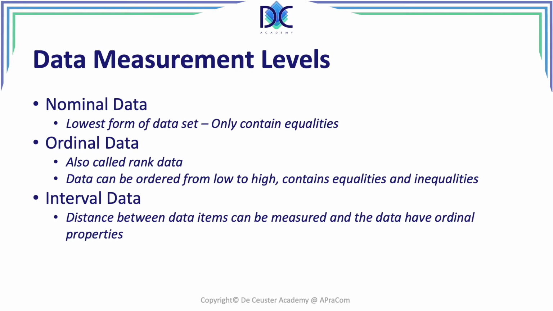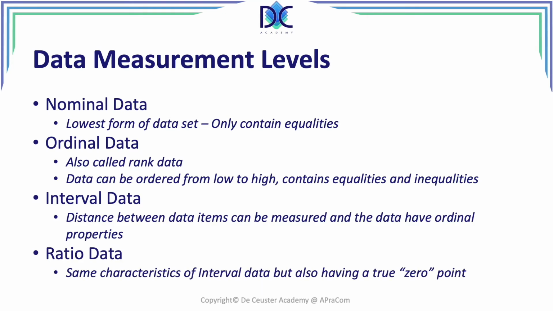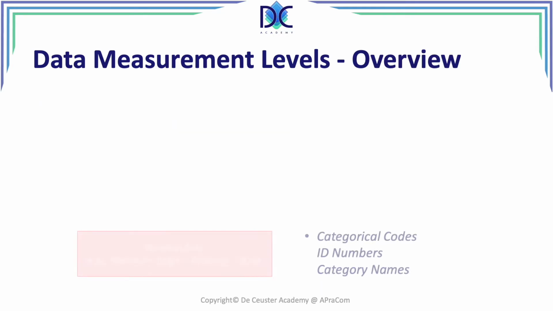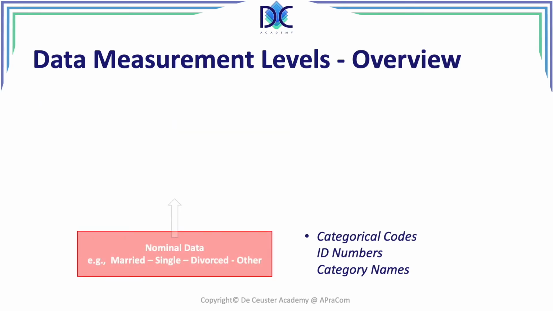at those different intervals. The last element are what we call the ratio data, and these have the same characteristics as interval data, but they also have a true 0 point. So basically we have those four levels that we can consider, and let's look at some overview with some examples of these different levels. First, we have what we call the nominal data.